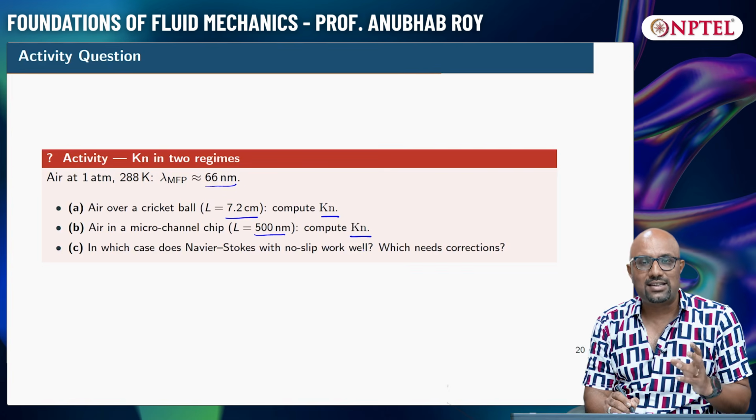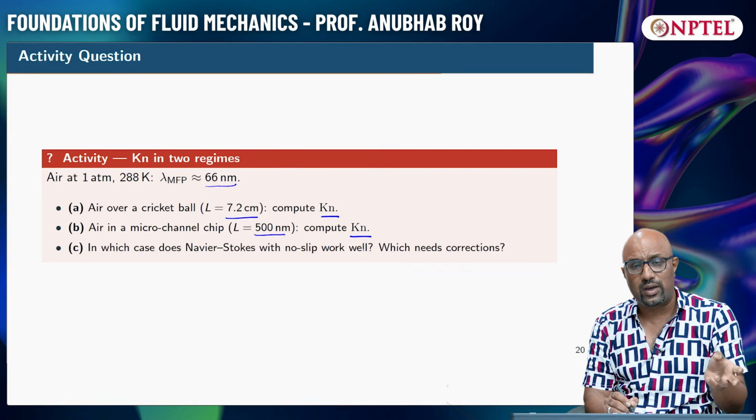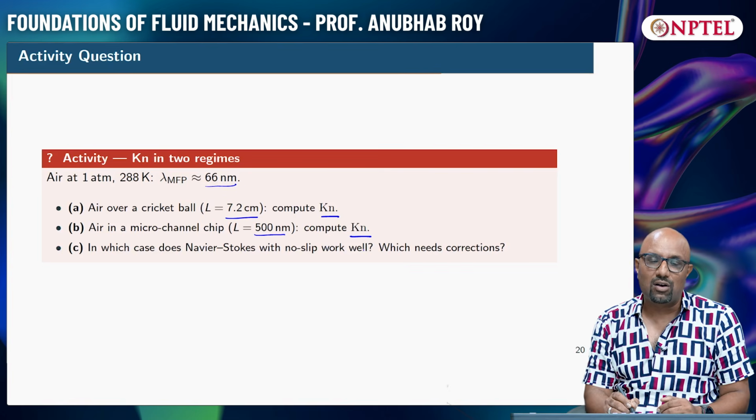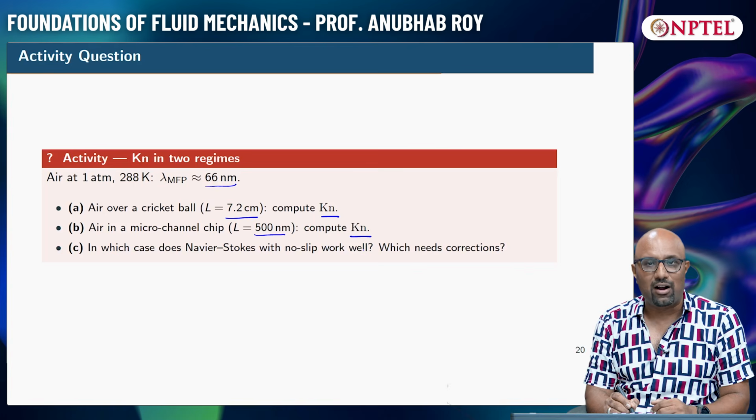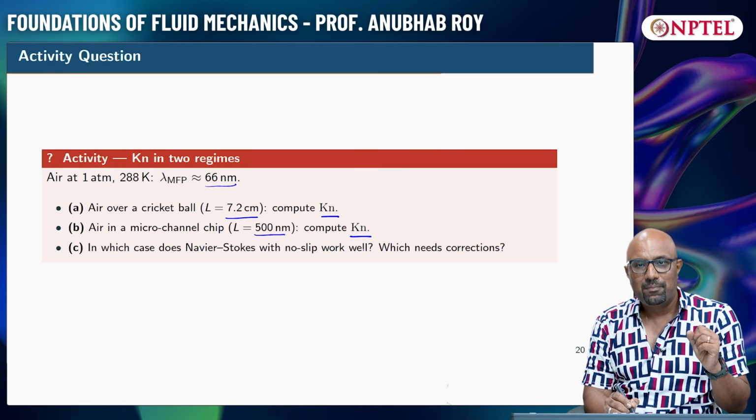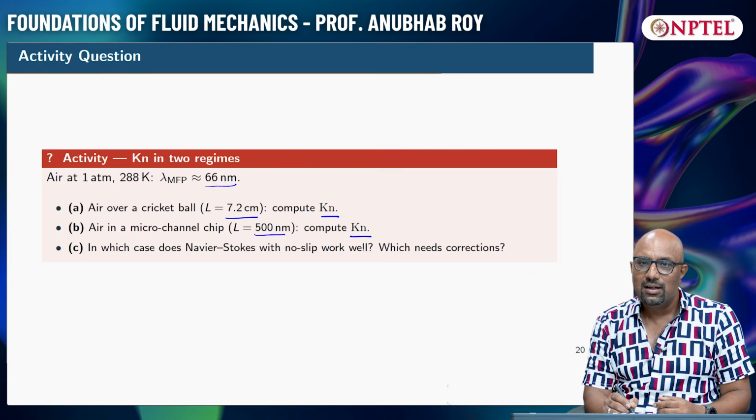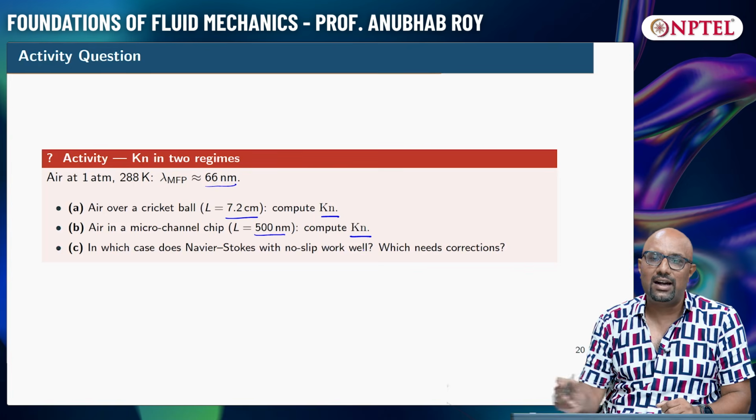No one is actually deciding whether the ball is going to do reverse swing or will not based on whether the continuum hypothesis is being valid or not. No one does that. But if you were to think of this as a rigorous fluid mechanics problem, you will see that we are safe treating it as a continuum problem.